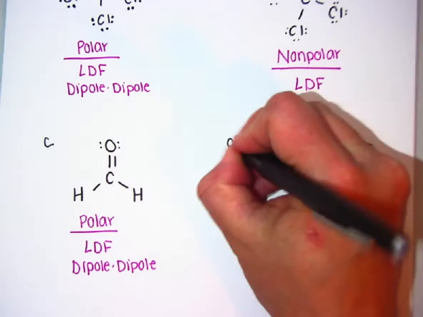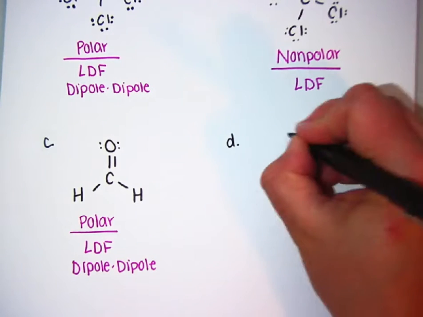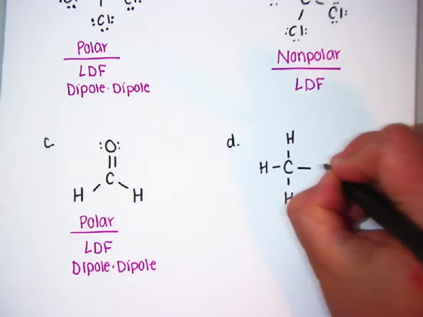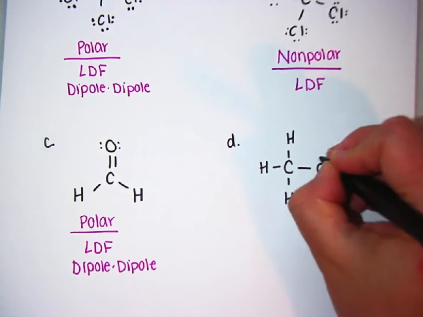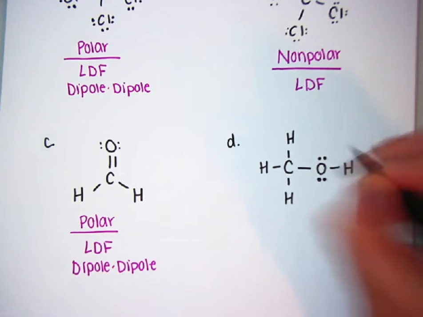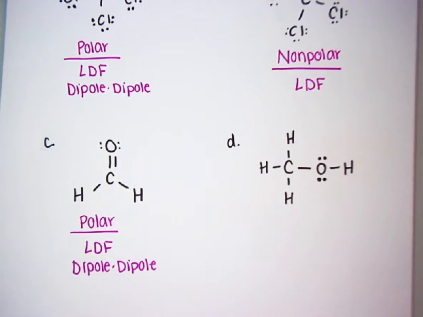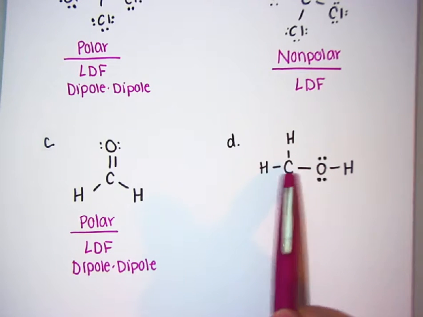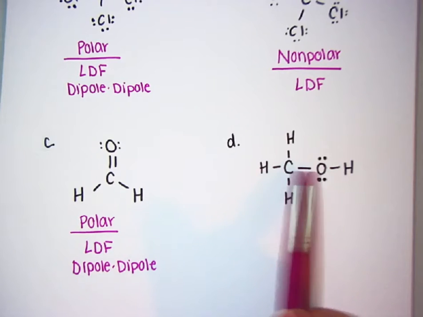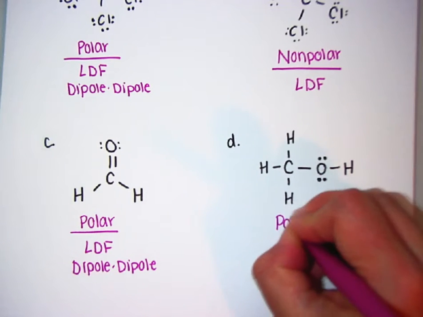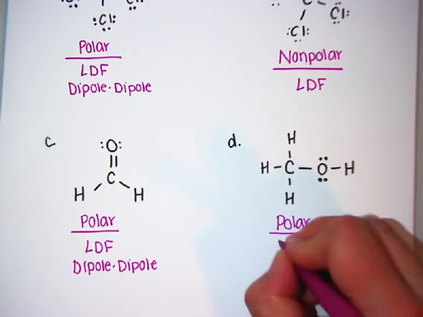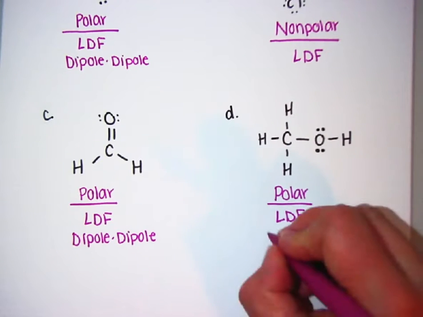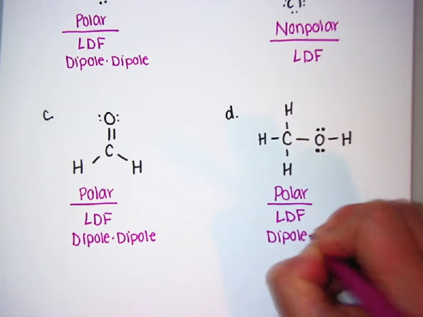Let's say I had something that looked like this. Step one, is it polar or nonpolar? This oxygen makes it polar. We're basing it off my central atom, which is carbon. All of my vectors are not going to cancel out. This is a polar molecule. Every single molecule, whether it is polar or nonpolar, has some LDF. Since this is polar, it also has dipole-dipole.